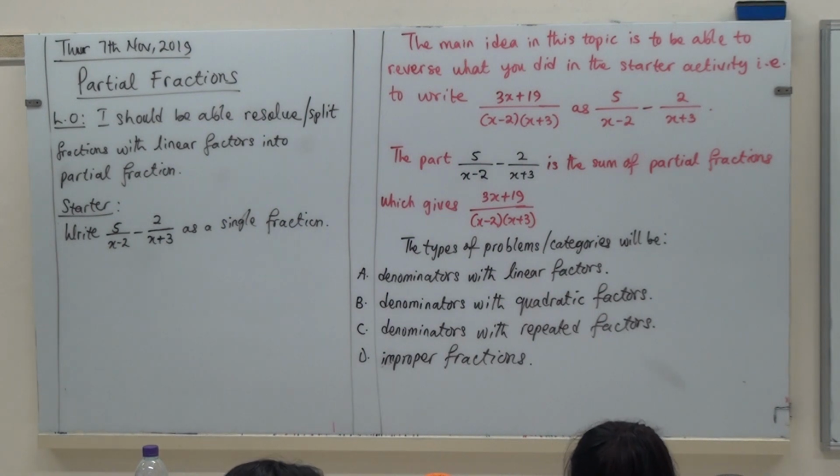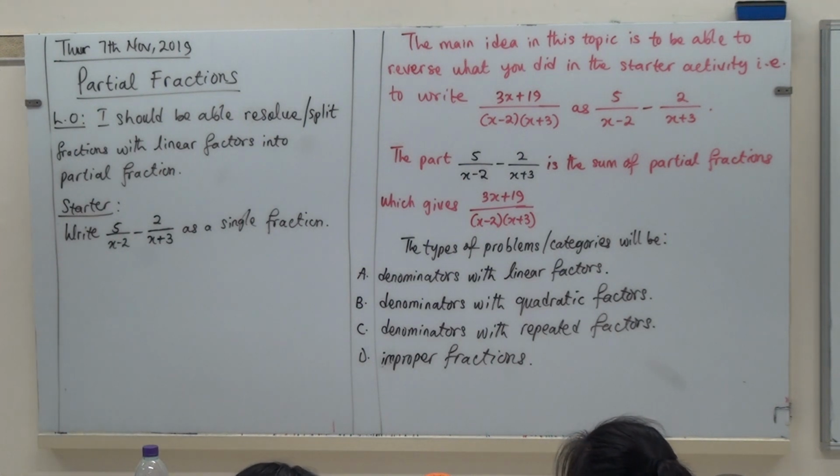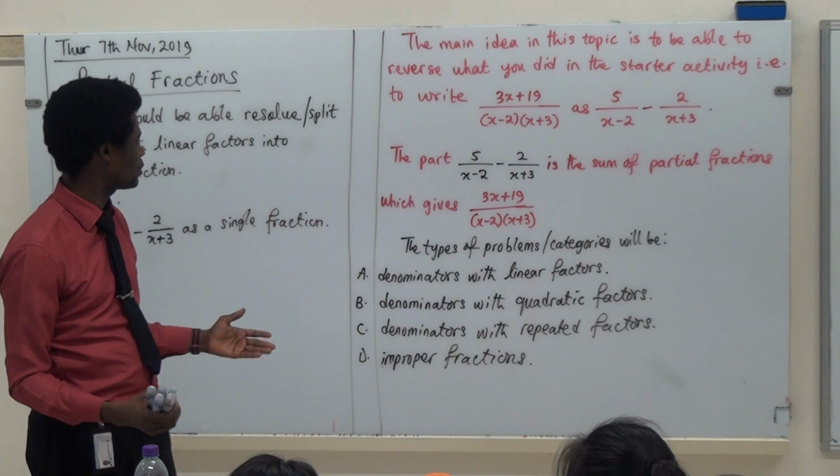So in this topic, you should suspend binomial expansion for now. In this topic, from what I wrote here, we want to be able to split a combined fraction into partial fractions. Now, what do we mean by partial fraction?